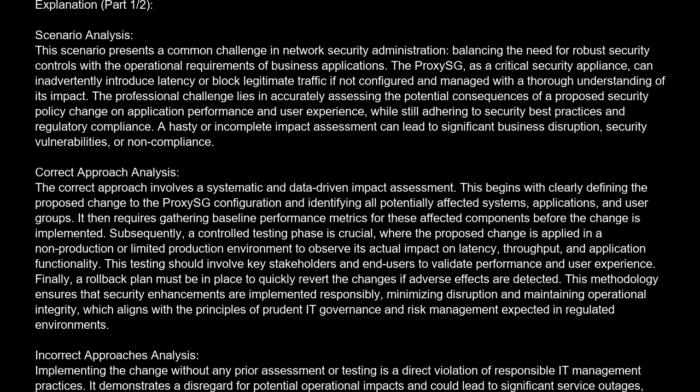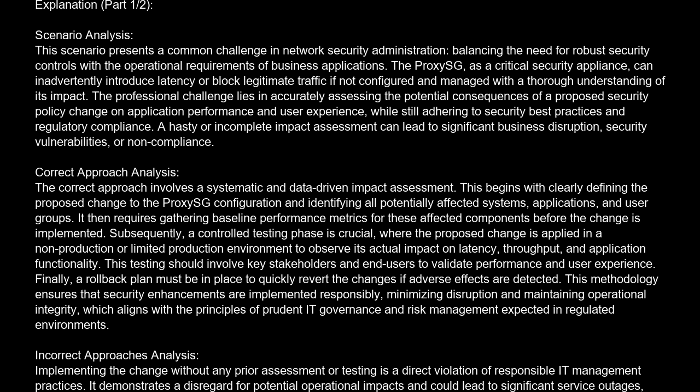The ProxySG, as a critical security appliance, can inadvertently introduce latency or block legitimate traffic if not configured and managed with a thorough understanding of its impact. The professional challenge lies in accurately assessing the potential consequences of a proposed security policy change on application performance and user experience, while still adhering to security best practices and regulatory compliance. A hasty or incomplete impact assessment can lead to significant business disruption, security vulnerabilities, or non-compliance.